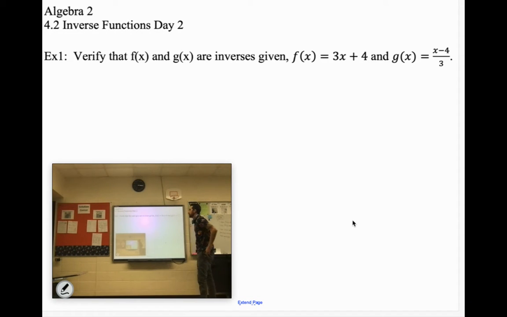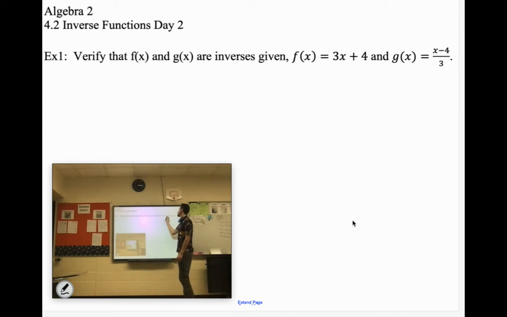Verify that f of x and g of x are inverses given f of x is 3x plus 4 and g of x equals (x minus 4) over 3. So remember, to prove that they are inverses, you can put one function into the other one in place of x, and it should all work out to x.